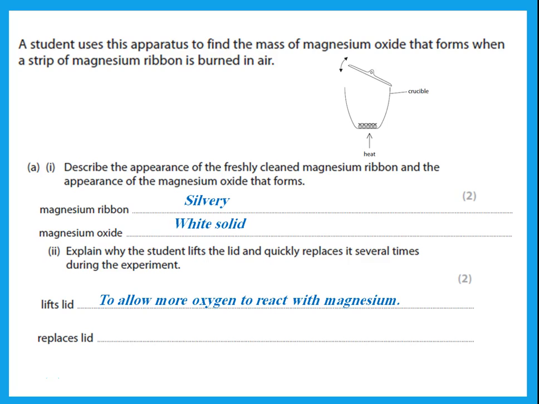Now, why do I have to cover it? Can't I just leave it open? No, because we said what is formed is magnesium oxide, and the magnesium oxide is white ash that can escape from the crucible. So this is to prevent loss of the product from the crucible.